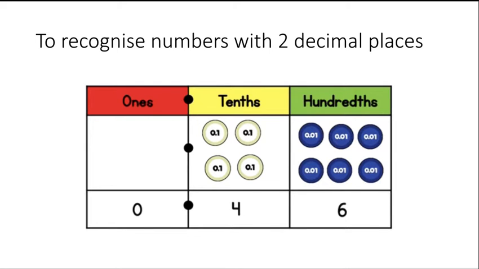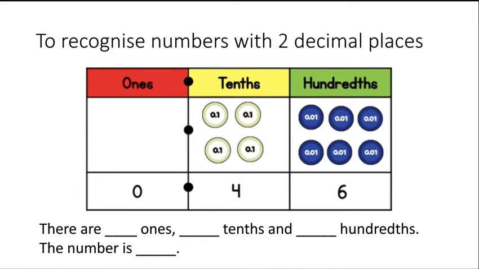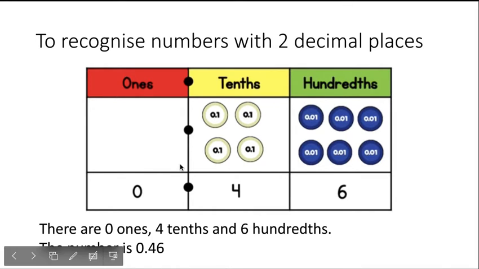And we can use a sentence stem to help us figure out what number that is. There are how many ones, how many tenths, how many hundredths. We can put it together to tell us what the number is. Have a go on your piece of paper now. And let's look at the answer together. There are no ones, 4 tenths, 6 hundredths, so the number is 0.46.